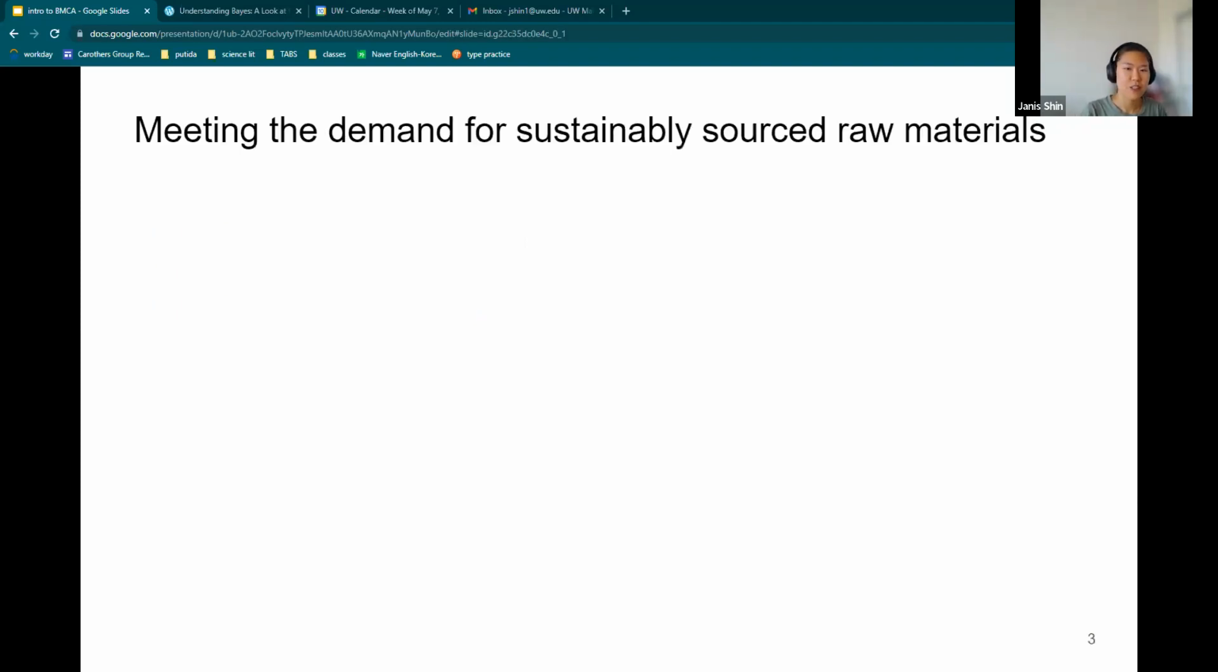So first of all, in the wider world, why would we even care about MCA or BMCA? The demand for sustainably sourced raw materials is increasing, and bio-based products are frequently produced through metabolically engineered microorganisms, but we really need to develop these engineering methods to be better and faster.